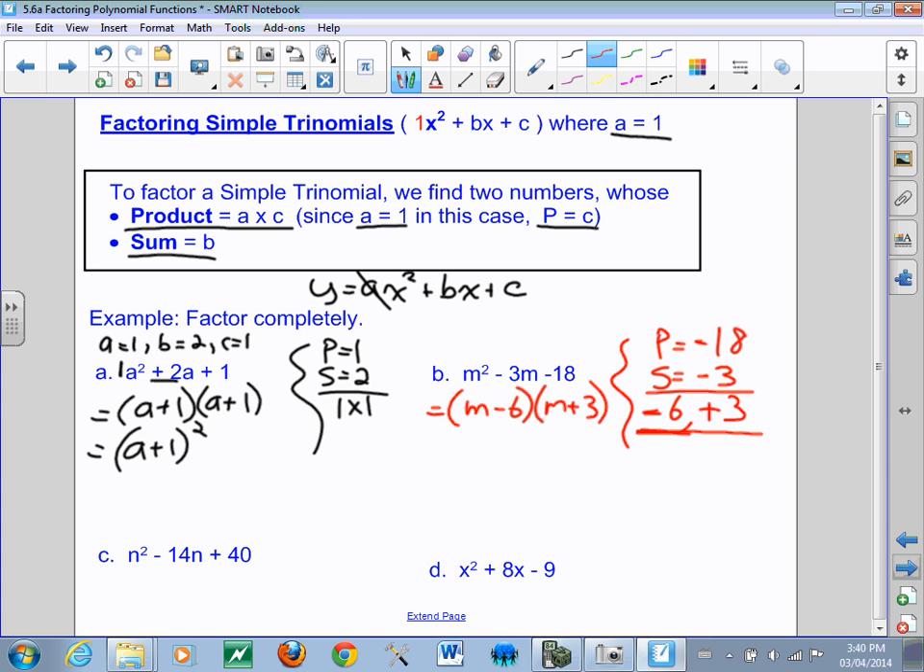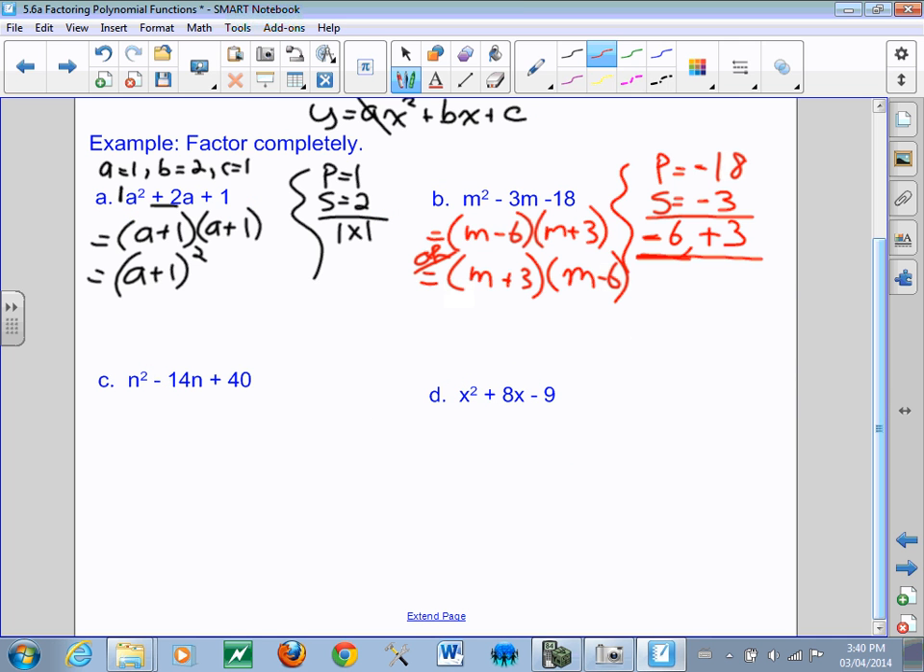If you did it in the other order, you could have written down m plus 3 times m minus 6, and the answer is still correct because a times b is the same as b times a. All right, 2 more. Let's see if we can get them done here. If you want to stop and pause the video and try these on your own, that would be recommended. And then unpause and I'll do the answers.